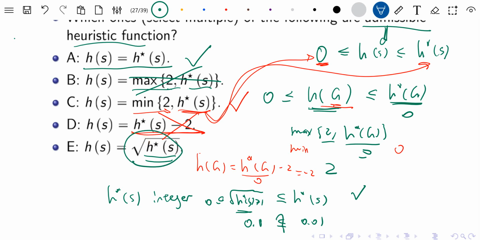So this really depends. On the exam, I'm going to say that h is always an integer, so this would hold as well.